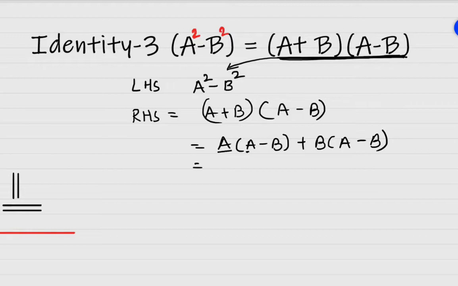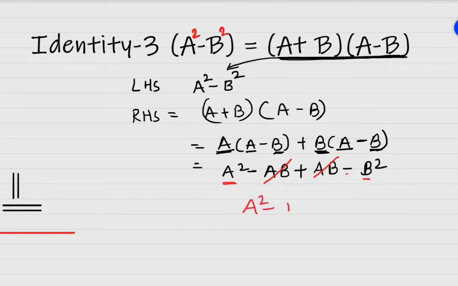Now see, a multiplied by a will give you a square, a multiplied by b will give you minus ab, plus now b multiplied by a is ba, you can write it as ab. Again b multiplied by b, and here you have minus, so minus b square. Children, you can see that here you have minus ab and here you have plus ab, so both of them will be cancelled and we shall be left with a square, and this one is minus b square. So a square minus b square.